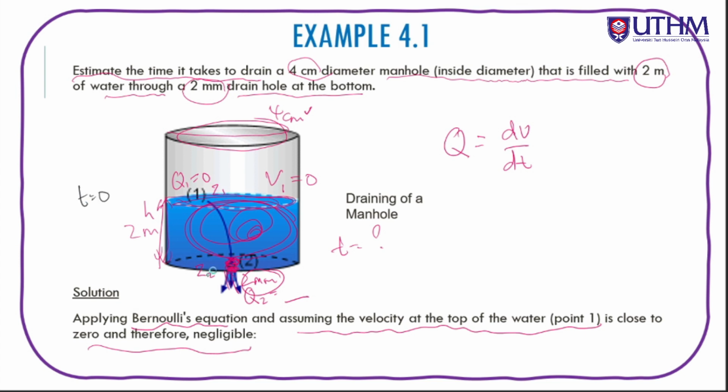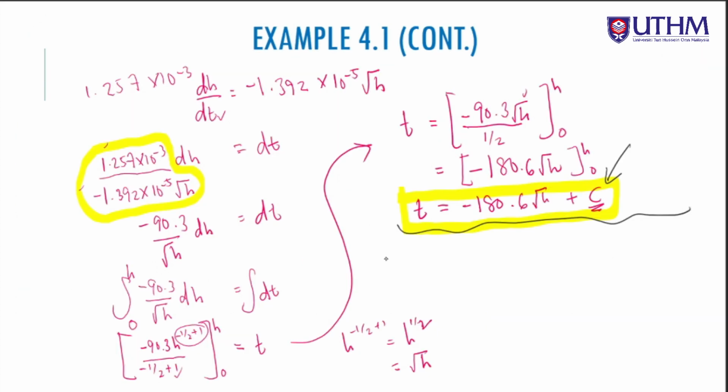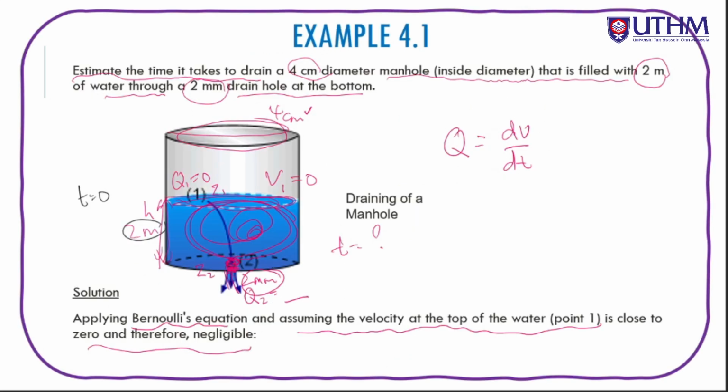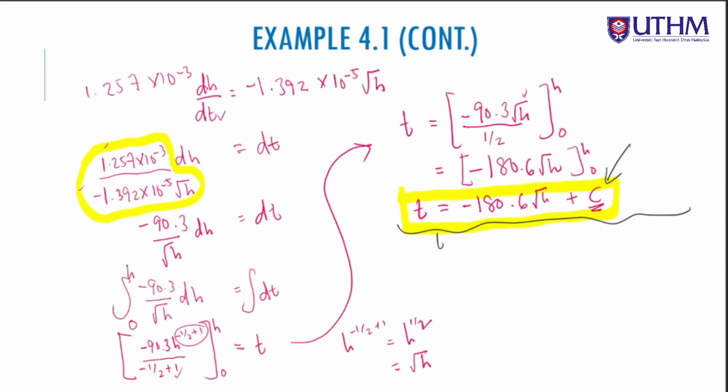air dalam manhole ni dia tak keluar lagi kan, tak ada yang keluar lagi. Maksudnya kita baru nak mula. So bila baru nak mula, H dia berapa tadi? Diberi H equals to 2 meter kan. So when T equals to 0, H is actually equals to 2 meter. So kita replace lah. 0 equals to negative 180.6 square root of 2 plus C. So C kita akan dapat berapa? 255.4. So this equation akan jadi T equals to minus 180.6 √H plus C.